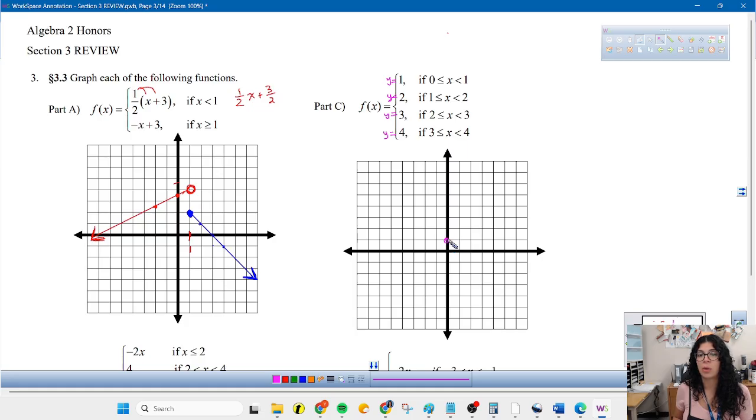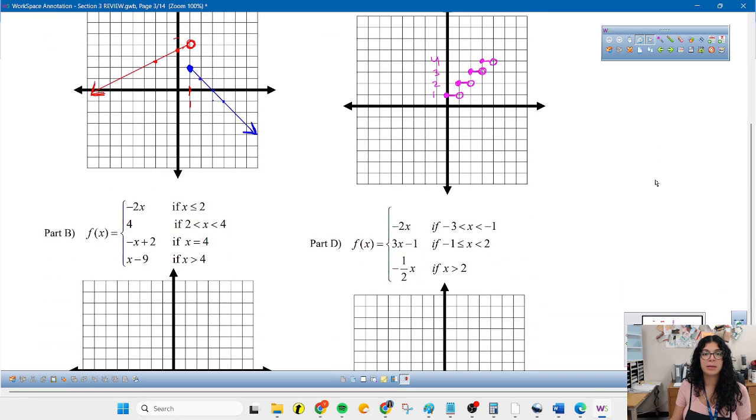Okay, so closed on 0, open on 1. Then I'm using y equals 2 between 1 and 2, closed on 1, open on 2. Then I'm using the y equals 3 from 2 to 3, closed on 2, open on 3. And I'm using the equation y equals 4, horizontal line on 4, from 3 to 4, closed on 3, open on 4. Okie dokie.